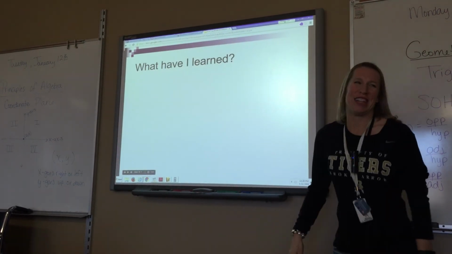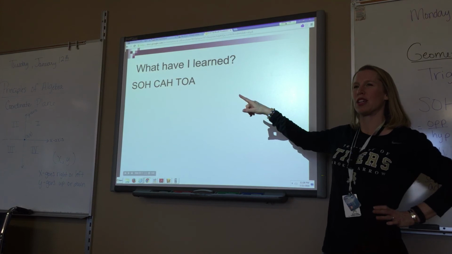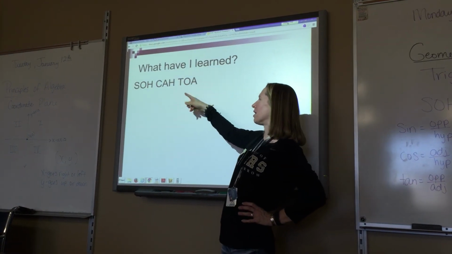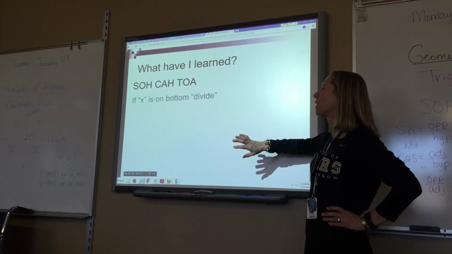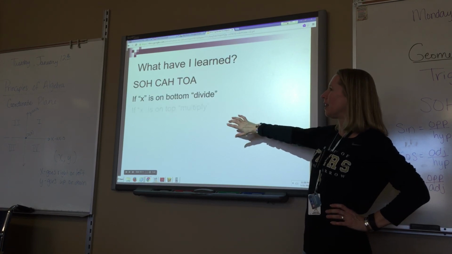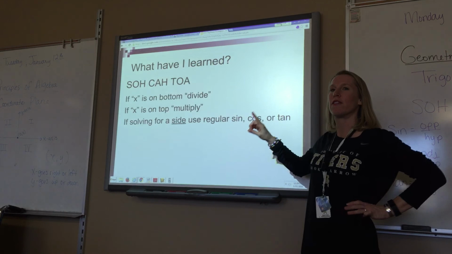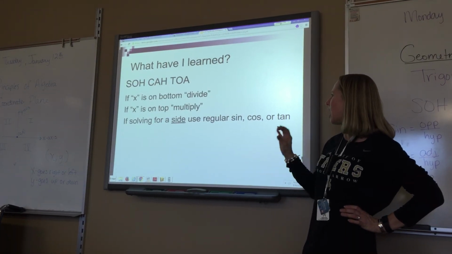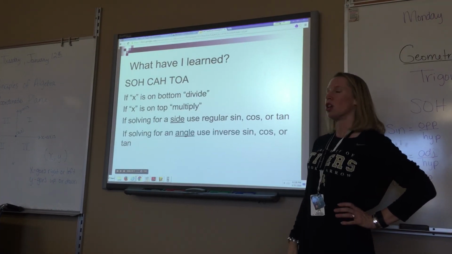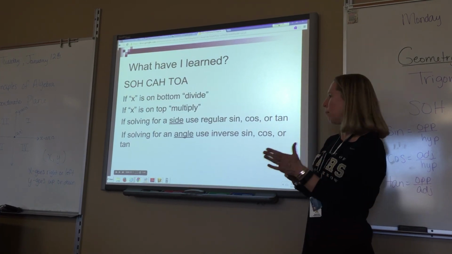After what have we learned? That's not a joke. We learned Sohcahtoa. Some old hippie caught another hippie tripping on acid. If x is on bottom, divide. If x is on top, multiply. If you're solving for a side, you use regular sine, cosine, or tangent. If you're solving for an angle, use the second button.